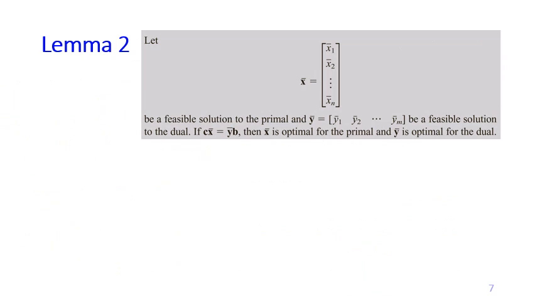Now the second lemma says that if we have x bar, which is feasible to the primal, and y bar, which is feasible to the dual, and we compute their objective function values, c x bar for the primal, which is z, and y bar b for the dual, which is w, if they are the same, then we have obtained the optimal solution both for the primal and the dual. So x bar is optimal for the primal, y bar is optimal for the dual.